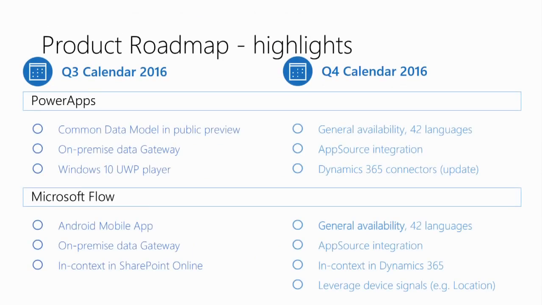So this is our product roadmap. We are on the left side, so we're in Q3 right now, 2016. Some of the things that we recently announced is the Android mobile app. That just went live today. On-premises data gateway, that was last week. And then in-context for SharePoint Online, as I mentioned, that is available for first release users very soon, and then it will be generally available, actually, I guess we're saying by the end of Q3. So that's that. And then in Q4, we have general availability. So by the end of the year, we will be generally available.